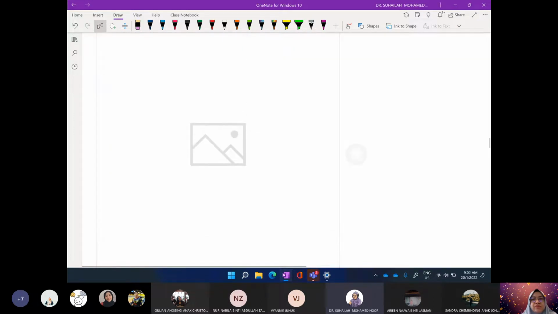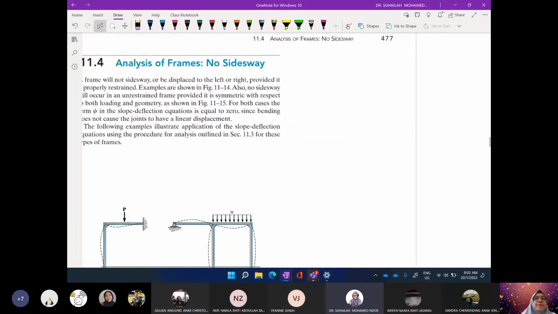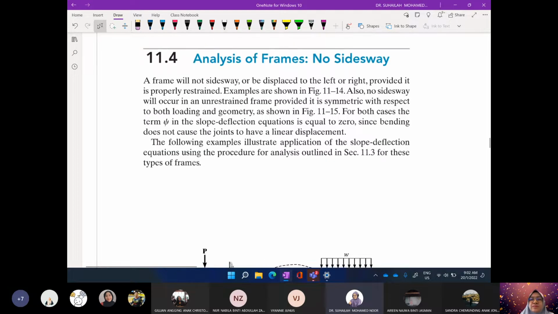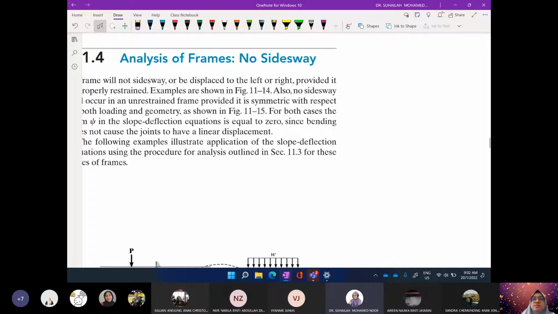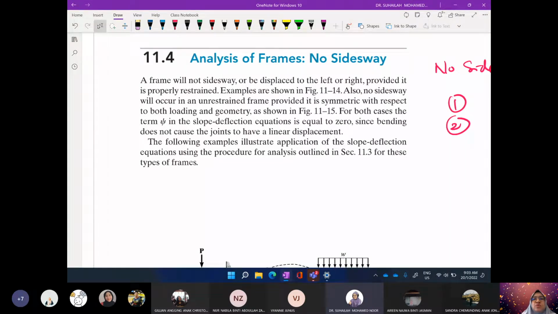Okay, now I want to move to the frame concept explained in chapter 11. Analysis of frame, no sidesway. There are two reasons as I mentioned in my video. So for a no sidesway frame, there are two conditions. A frame will not side sway.